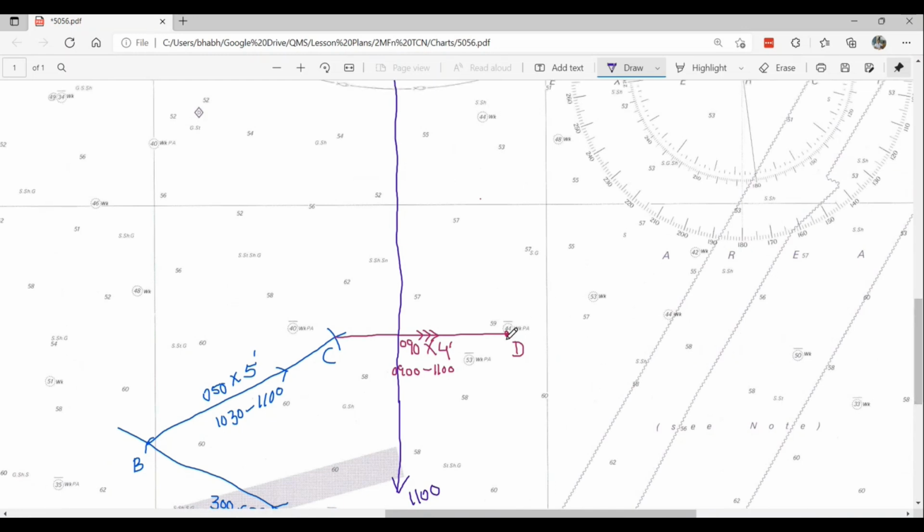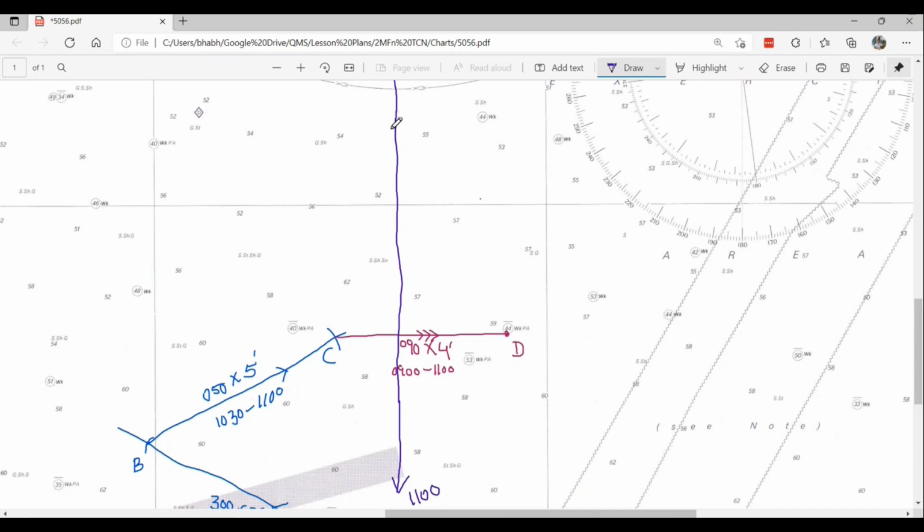So from point D, whichever position I am at 1100 hours, it has to be 10 nautical miles away from here. Because my current vector from 930 to 1030, I know its magnitude has to be 10 nautical miles. So what I do now is, I open up my compass equal to 10 nautical miles, center my compass at point D, and then make an arc.